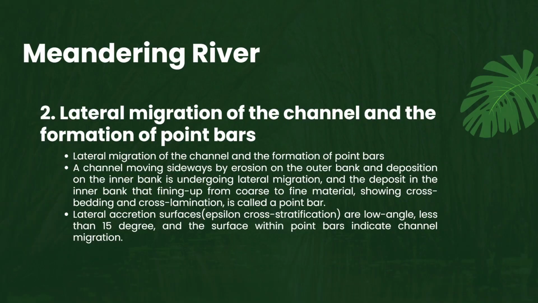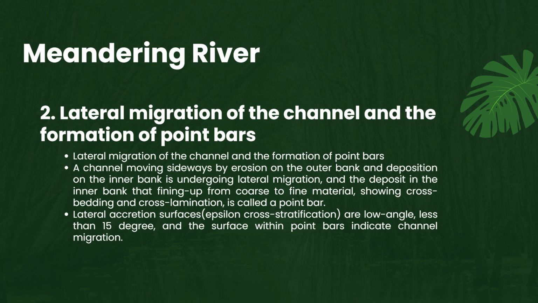Lateral migration of the channel and the formation of point bars. Lateral migration refers to the sideways movement of a river channel as it erodes its outer bank and deposits sediment along its inner bank. This process creates point bars, crescent-shaped deposits that form on the inside of riverbeds. Point bars display a characteristic fining upward sequence, meaning the sediment becomes finer from the bottom to the top as the river's energy decreases toward the inner bend.